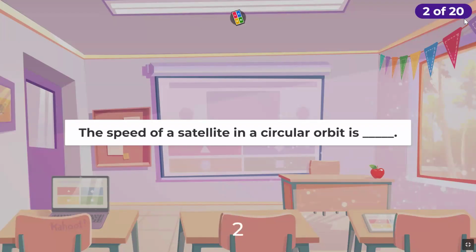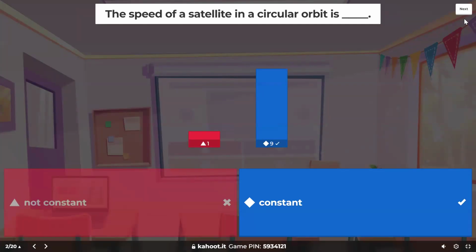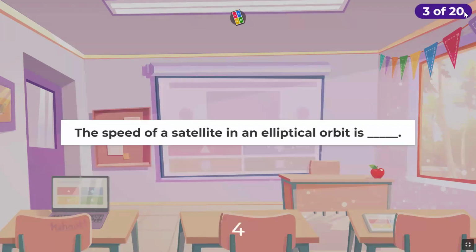The speed of a satellite in circular orbit, if it's a circle, would be a constant speed. We're not going to say constant velocity because the direction is changing, but yes, constant speed for a circular orbit.